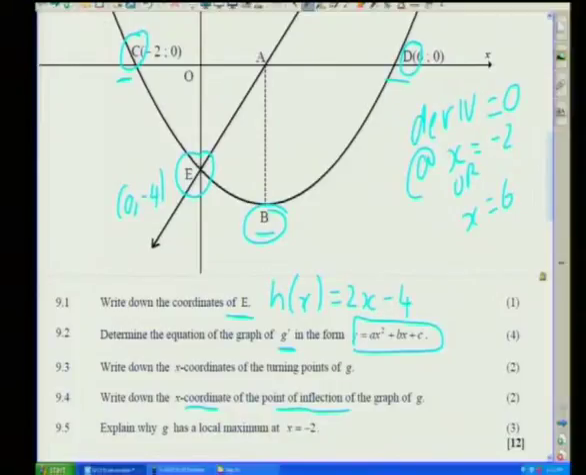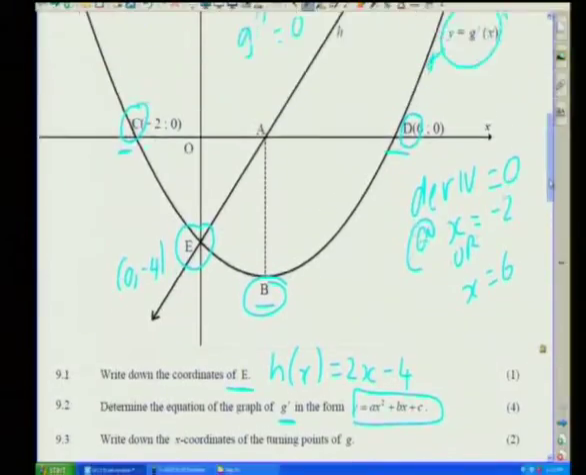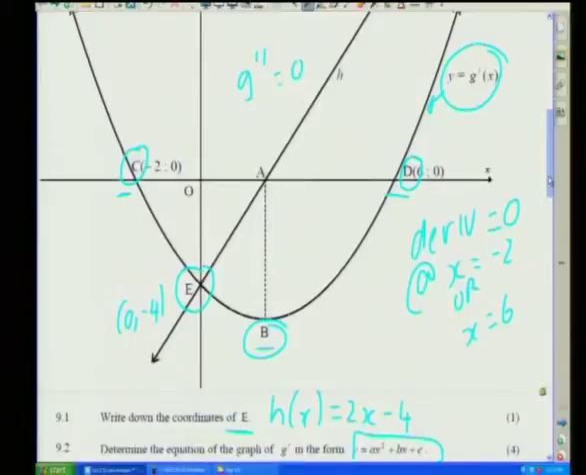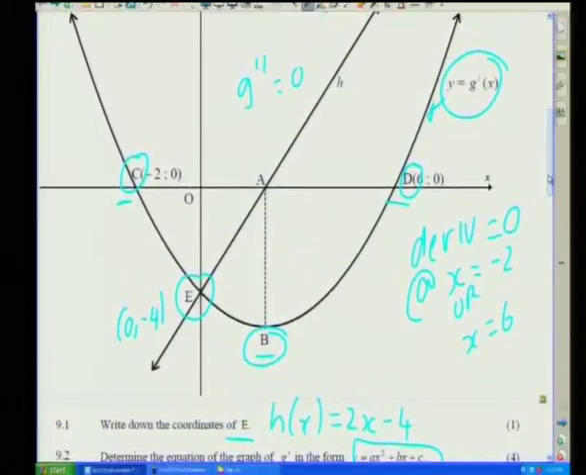Okay, so if I know the coordinates of B, then I will know what the point of inflection is. Well, if I know the x value at the point B, I will know what the x coordinate of the point of inflection of the original graph is. Okay, all right. So how do I find point B? Well, it's at the turning point of the parabola, which means it's exactly midway between C and D.